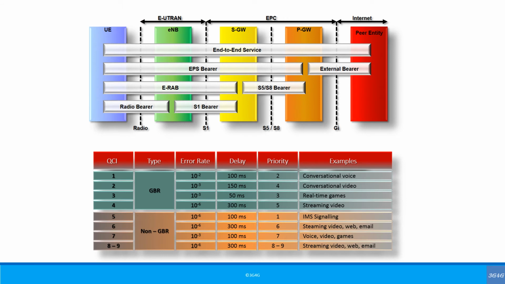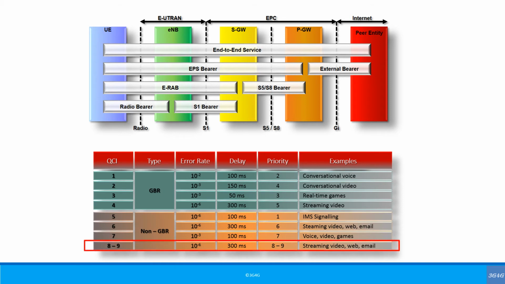Right. Now let's look at the different bearers which are used in 4G. So as you can see, depending on the QCI, the quality class indicator, or the QoS, you can say the quality of service, you have different kinds of bearers, right? So you have the ones at the bottom which are the non-guaranteed bitrate, and the ones on the top are the guaranteed bitrate, and they have different priorities.